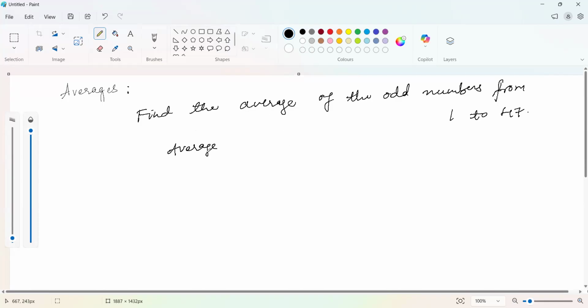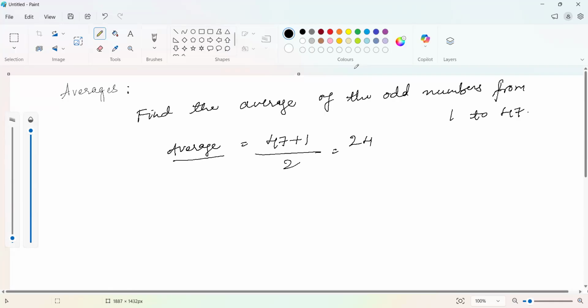Okay, so you need not add all the numbers. You can just take 47 plus 1 divided by 2. What is the answer you are going to get? 24. Okay, you can just verify it once. You can add all the odd numbers and see whether it is matching. So I've taken the last number and the first number and divided it by 2.